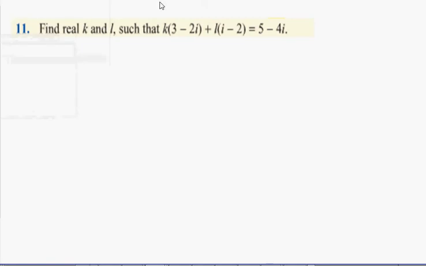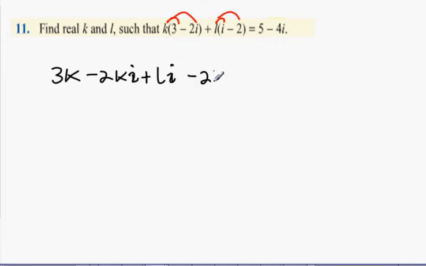This is complex numbers. Find the real k and l such that k times (3 plus 2i) plus l times i times (1 minus 2i) equals 5 minus 4i. So what we do is we get 3k, we're going to get minus 2ki, then we're going to get li. I'll just change the way I write the i's so they don't get confused, and then we're going to get minus 2l, and then we're going to get 5 minus 4i.